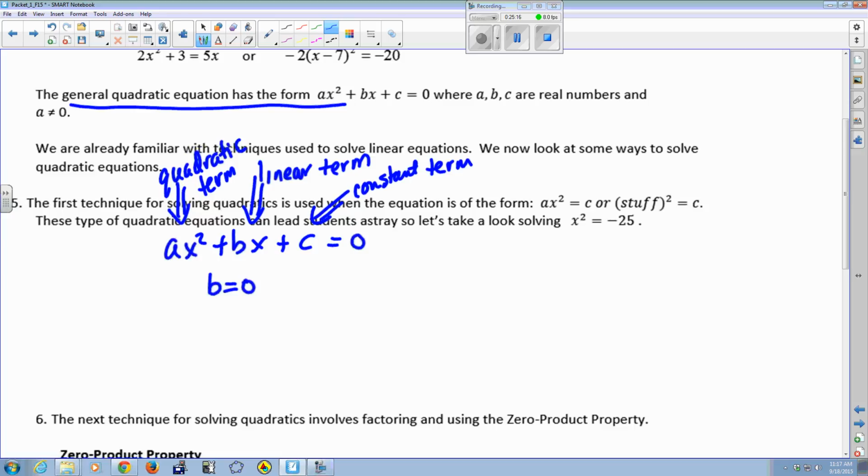So sometimes we have quadratic equations with all 3 terms. Sometimes we just have it with the quadratic term and the constant term, which is what we're going to look at in this first situation. So the very first type of quadratic equation we're going to look at is something like this, where we have our quadratic term equal to a constant or a bunch of stuff squared equal to a constant. And so this type of quadratic equation can lead students astray. And we talked about this earlier, maybe a week or so ago, when we looked at something like this. But instead of having a -25 over there, we looked at a positive number.